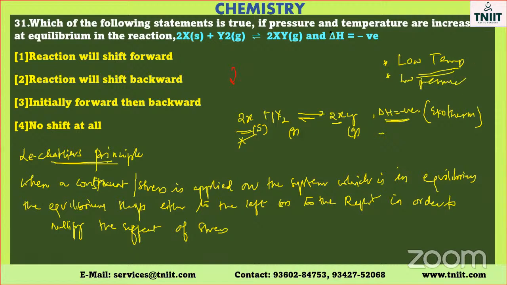But here they say if the pressure and temperature are increased at equilibrium, this equilibrium will shift towards the left. When we say the equilibrium shifts towards the left, it means the products will undergo decomposition to give back their reactants. So the backward reaction will be predominant. Because the temperature is high, decomposition of the product will take place. Hence the answer for this question is option 2. The reaction will proceed in the backward direction.